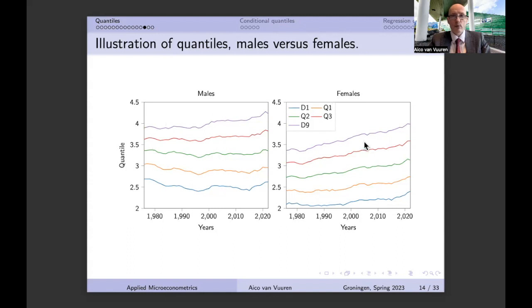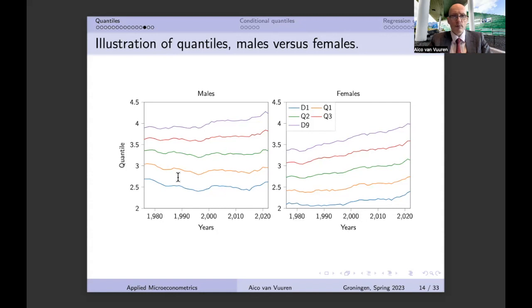We have it for males and we also have it for females. One thing is immediately clear: given that the y-axes are exactly identical, we do see that females generally have lower quantiles than males. That's something that we have already seen before. But now it's interesting to focus a little bit more on the changes with respect to the years.